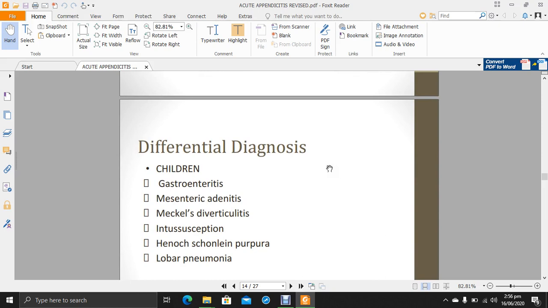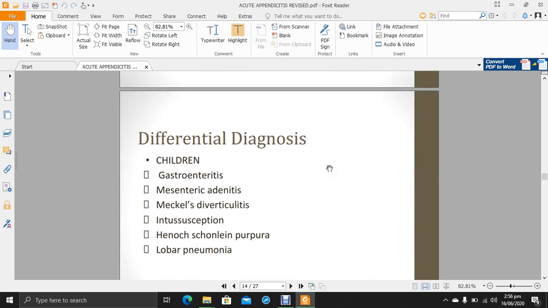Now the differential diagnosis. Remember, the differential diagnoses are different at different ages and also associated with age and sex. So the differential diagnosis of pain in the right iliac fossa can be gastroenteritis, mesenteric lymphadenitis, Meckel's diverticulitis, intussusception, and Henoch-Schönlein purpura.